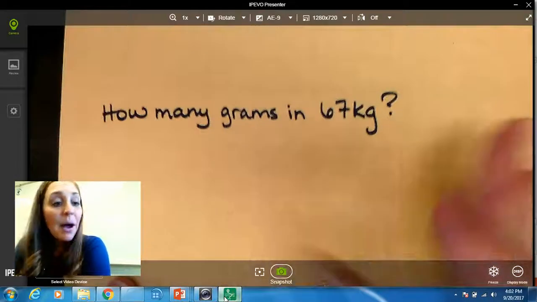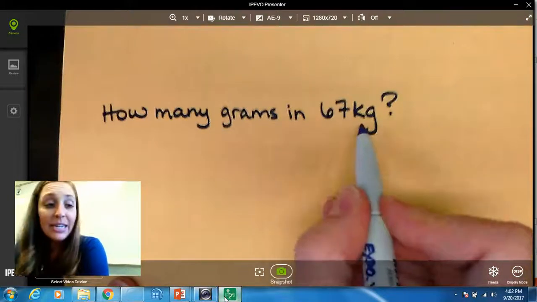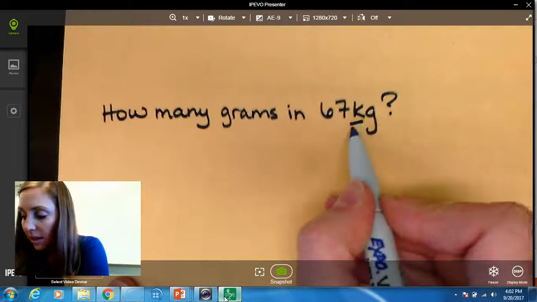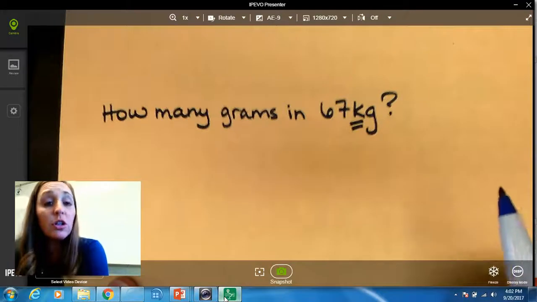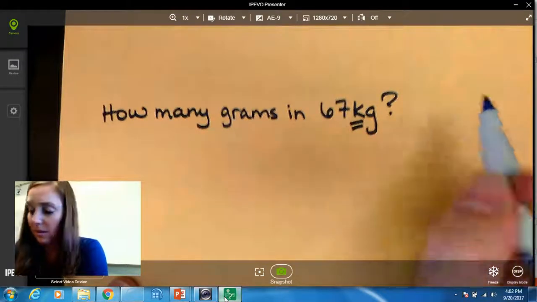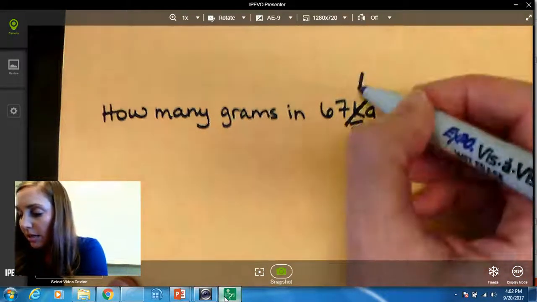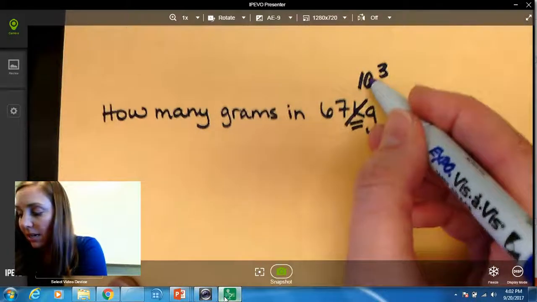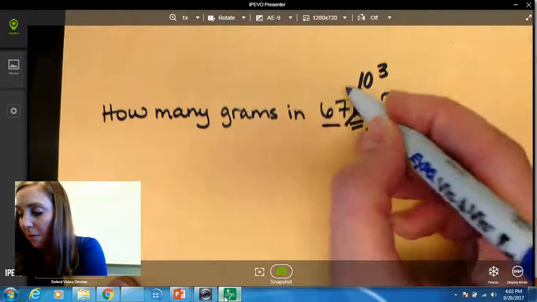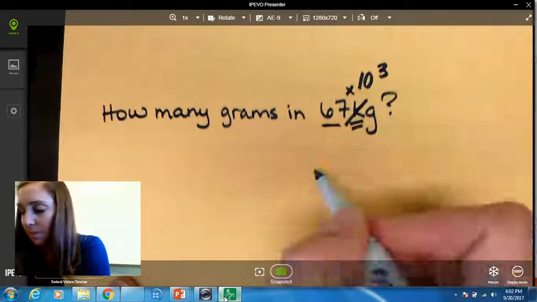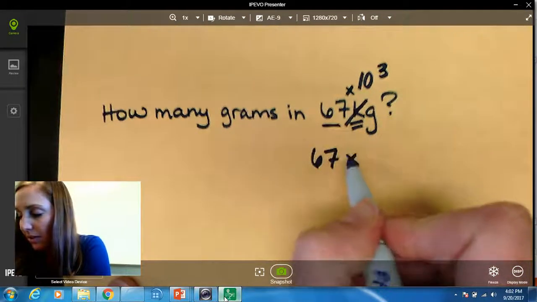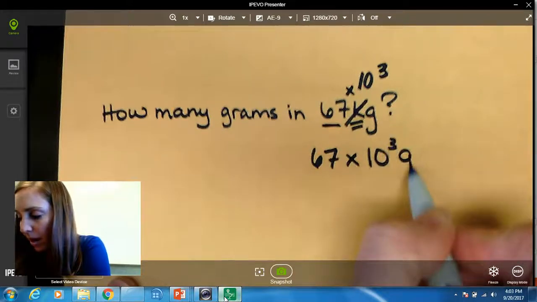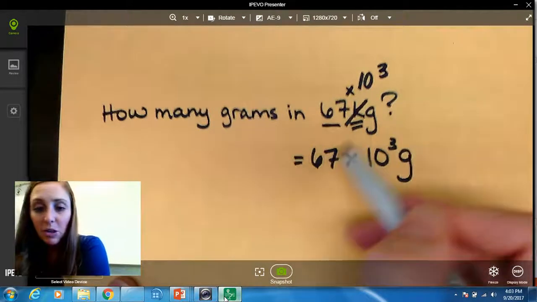Okay, so get your chart out and get out your calculator too. All right. How many grams do you have in 67 kilograms? So kilo is the prefix. So you're going to look on your chart and see what kilo is. Kilo is 10 to the third. So you want to replace kilo with 10 to the third. You take the number you have, multiply it by 10 to the third grams. So 67 times 10 to the third grams. These two measurements are equal.